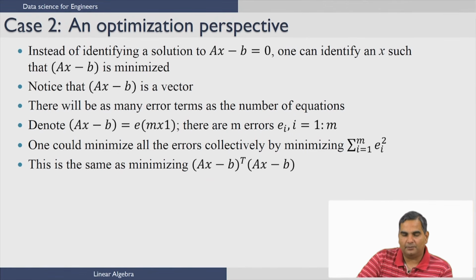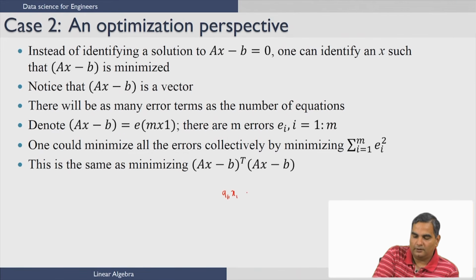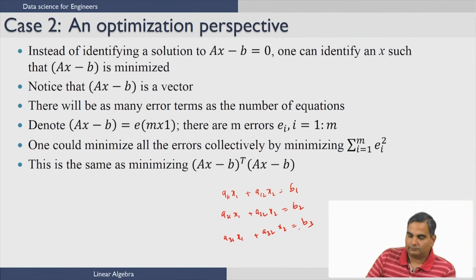Why do we want to do this? Notice that Ax minus b is a vector, and if you take each term in that vector, you can think of each of those terms as an error in an equation. So, to give you an example, if I have a11 x1 plus a12 x2 equals b1, a21 x1 plus a22 x2 equals b2, a31 x1 plus a32 x2 equals b3.